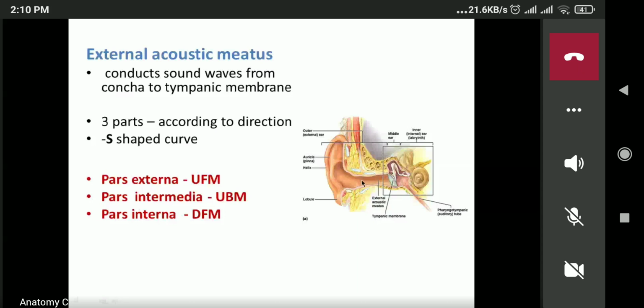Intermedia is directed upward, backward, and medially, and the pars interna is directed downward, forward, and medially. So these are the three different parts of the external acoustic meatus, and this can be asked in a cross spot. We have a model of the external ear, so we can mark here and put chalk over here, so identify the chalked area on it. So mention the different parts, you should write this.